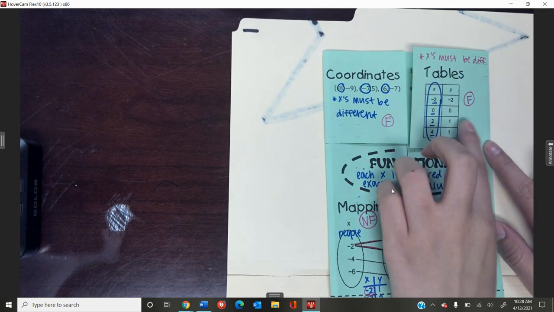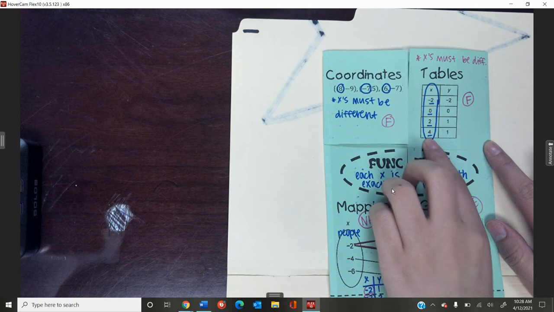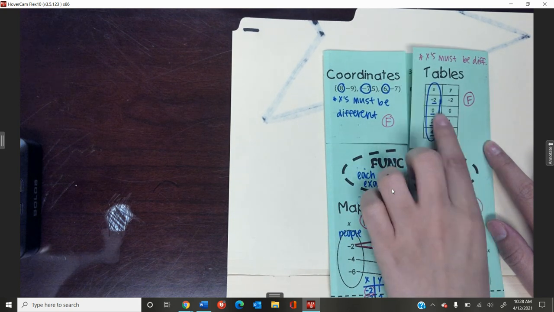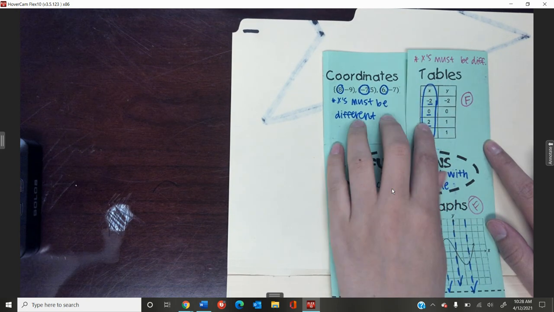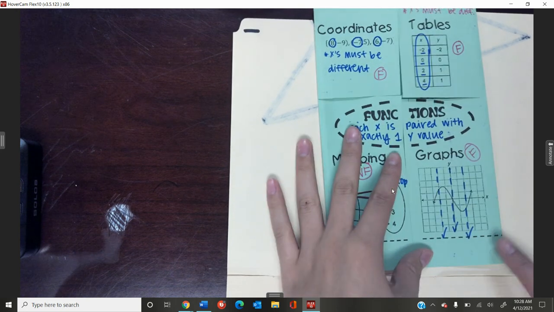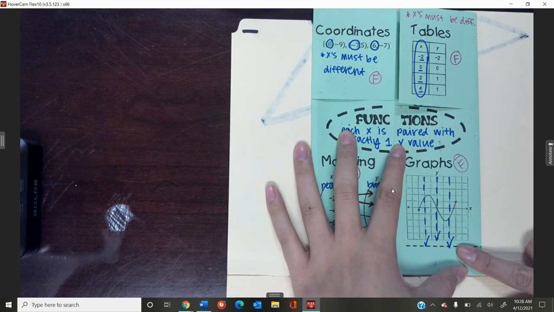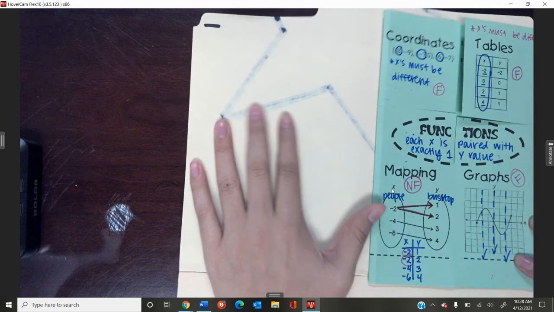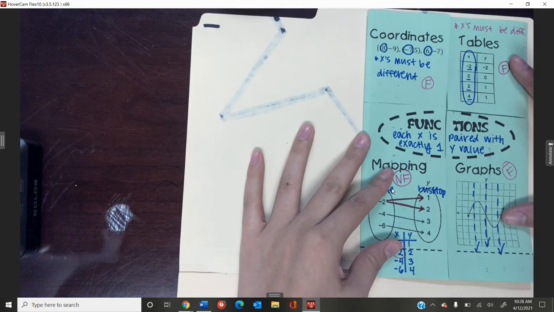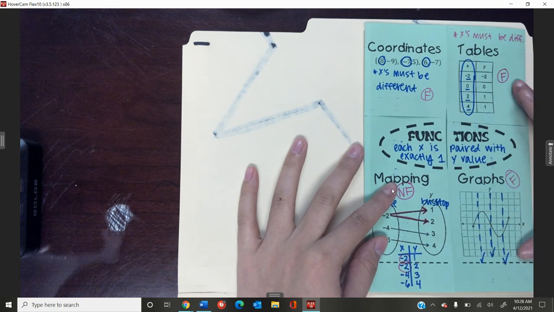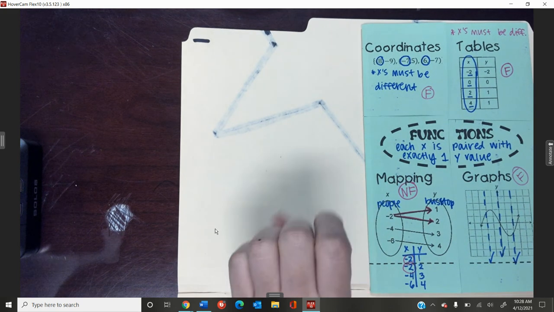And again, looking at tables, I'm just looking at the x column to make sure none of my x values repeat. Now, sometimes you might have these in rows, so you would just be looking at the x row. So again, my x's can't repeat. And then again, for graphs, you're just trying to make sure that it passes the vertical line test. And again, this is going to be glued at the very top of page 1 sideways. Okay, so that was functions.